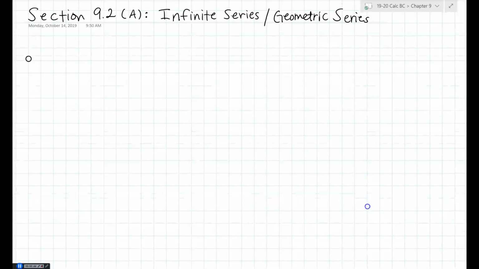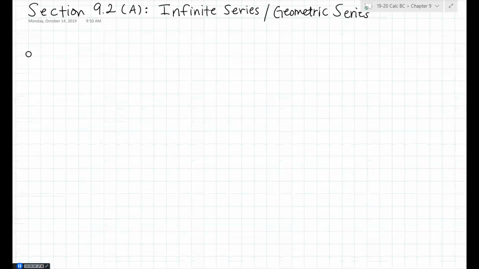And there is going to be an nth term test for divergence at some point. Okay. We'll get to that when we need to. But let's do some definitions here. So, an infinite series.